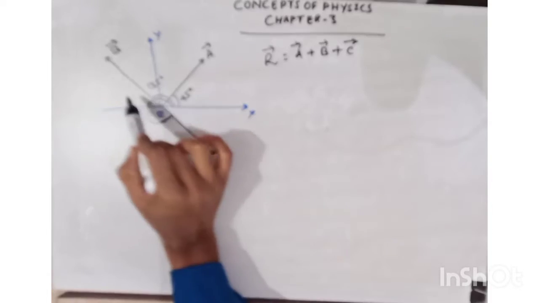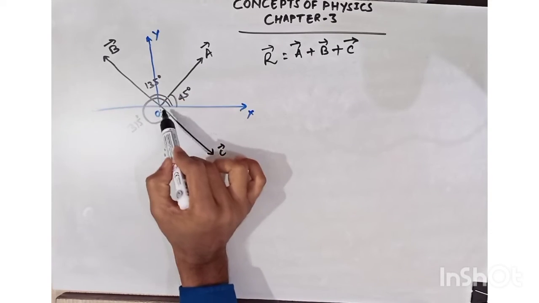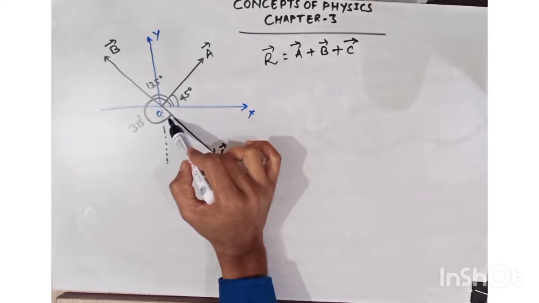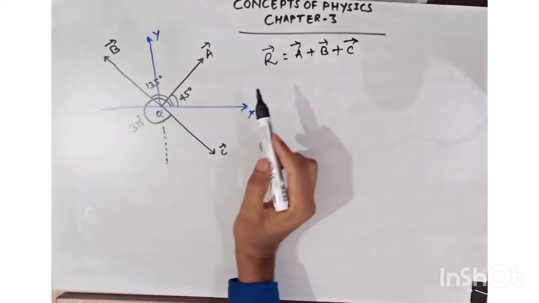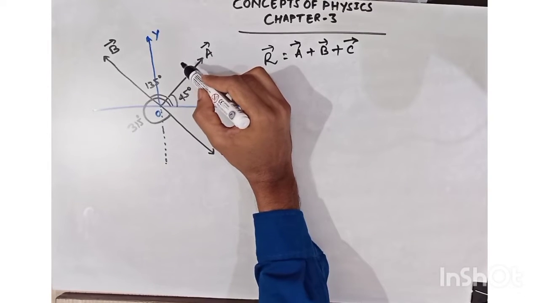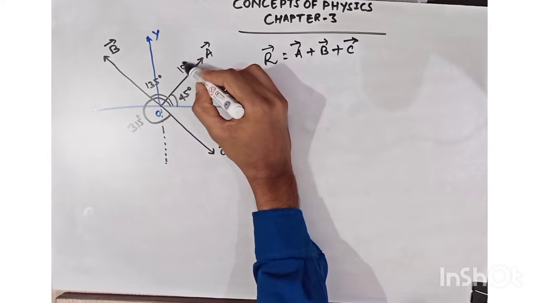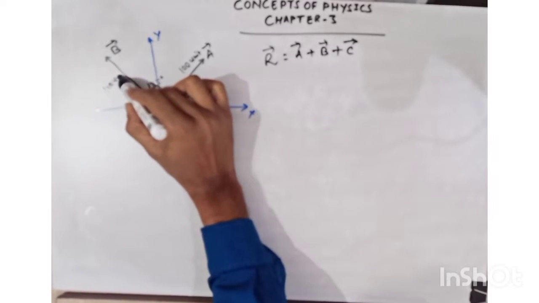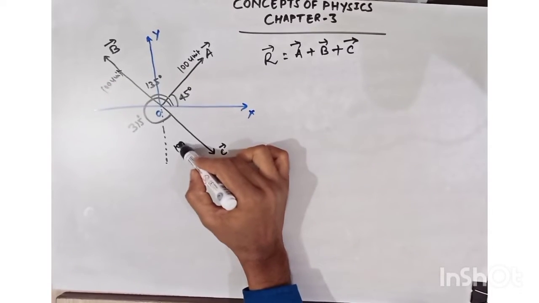So it would be in this quadrant, and this vector is making an angle of 135 degrees, and vector C is making an angle of 315 degrees. Okay, and the magnitude for each of them is 100 units. This is also 100 units, and this is also 100 units.